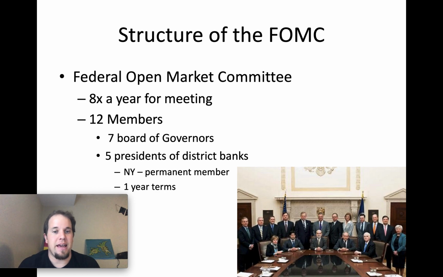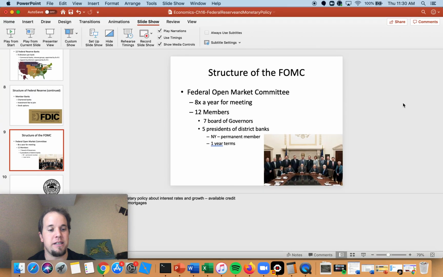It's on a rotation for the presidents, and they serve a 1-year term. So after a 1-year term, it rotates to the next 5 district banks. The only one that's a permanent member is New York, and there's a reason behind that, which we'll get to at another time, but New York is the only permanent member on there. So again, Board of Governors, district presidents, and then we have the FOMC. That is the end of Chapter 16, Section 1.